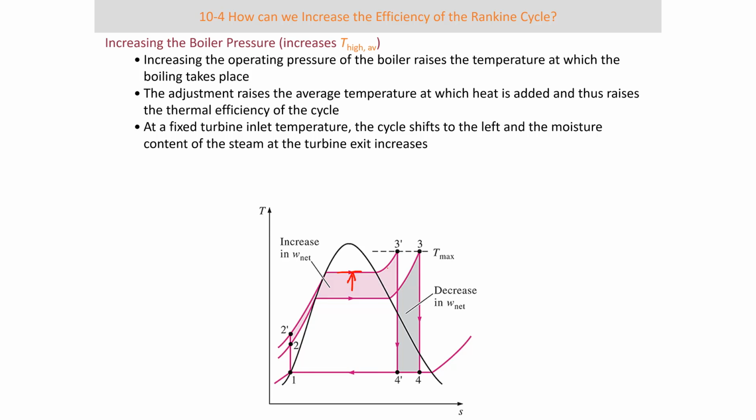At a fixed turbine inlet temperature, the cycle shifts to the left, and the moisture content of the steam at the turbine increases, resulting in a slight decrease in net work on this side, but an increase in net work on this side.